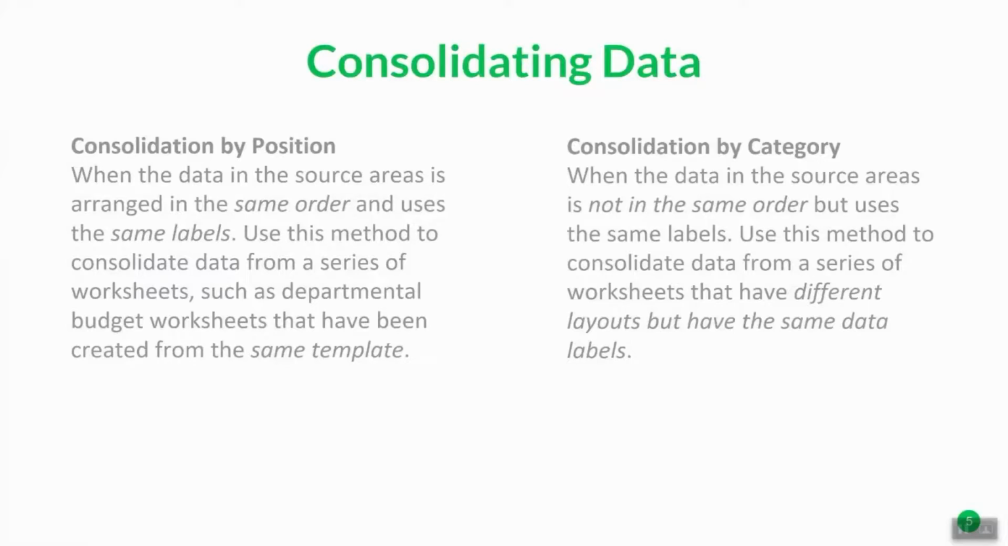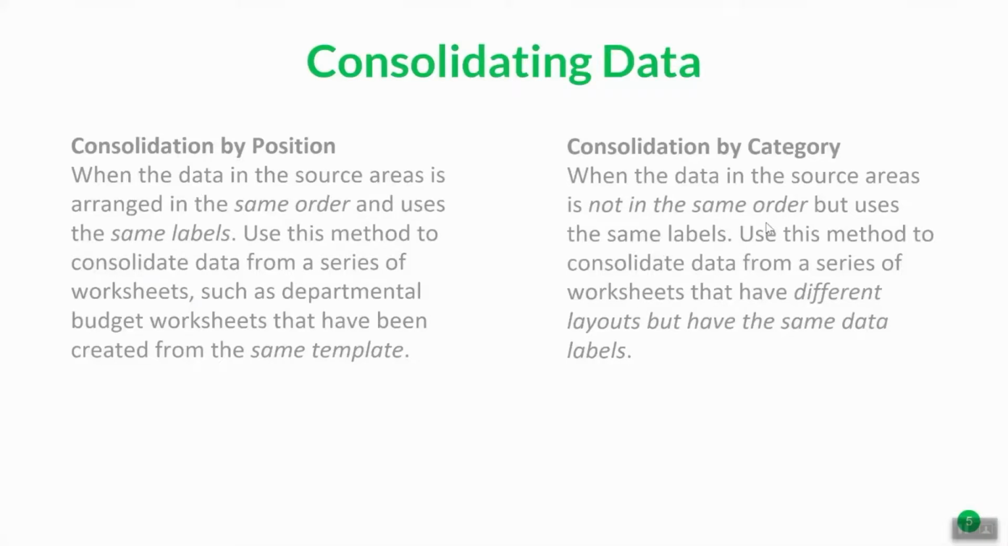First, consolidation by position. This is when the data in the source areas is arranged in the same order and uses the same labels. Use this method to consolidate data from a series of worksheets, such as departmental budget worksheets that have been created from the same template. So that's consolidate by position.